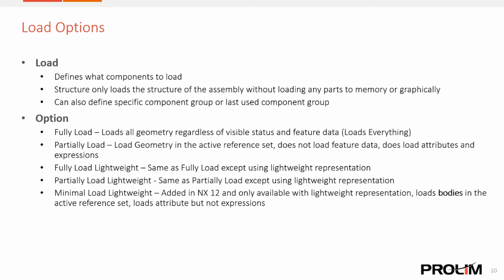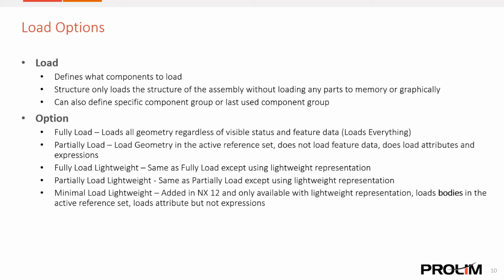Now, underneath the scope settings, there's also an option dropdown, and underneath this dropdown are a few different options. There's Fully Load, which is load everything: I want it to load all the geometry, regardless of visible status, and all the feature data. Partially Load is kind of like a display-only option: I want to load the geometry in the active reference set. It does not load feature data. It does load attributes and expressions.